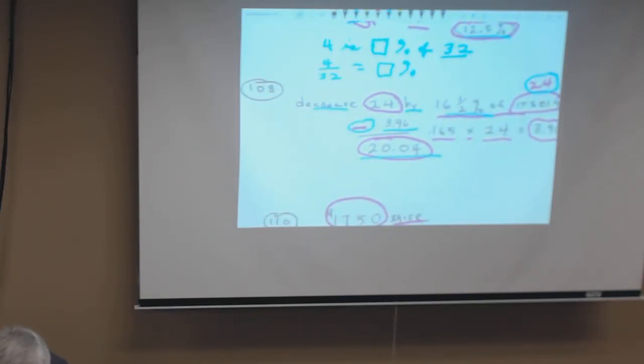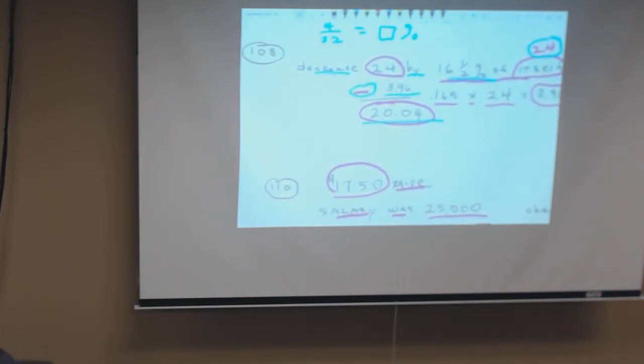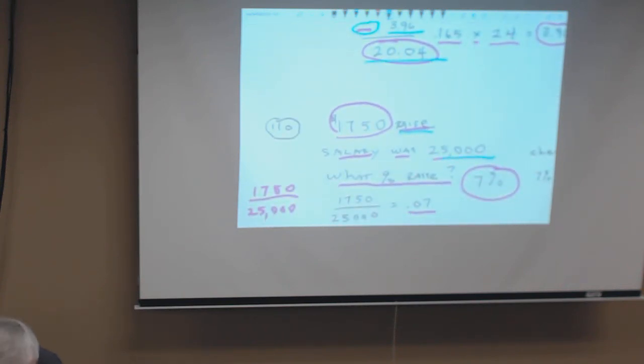Number 110. Felicia received a raise. So her raise was $1,750. Her salary was $25,000 before the raise. What percent raise did she receive? So how would you find the percent? The amount of the raise, $1,750, divided by her original salary. And you get a 7% raise.